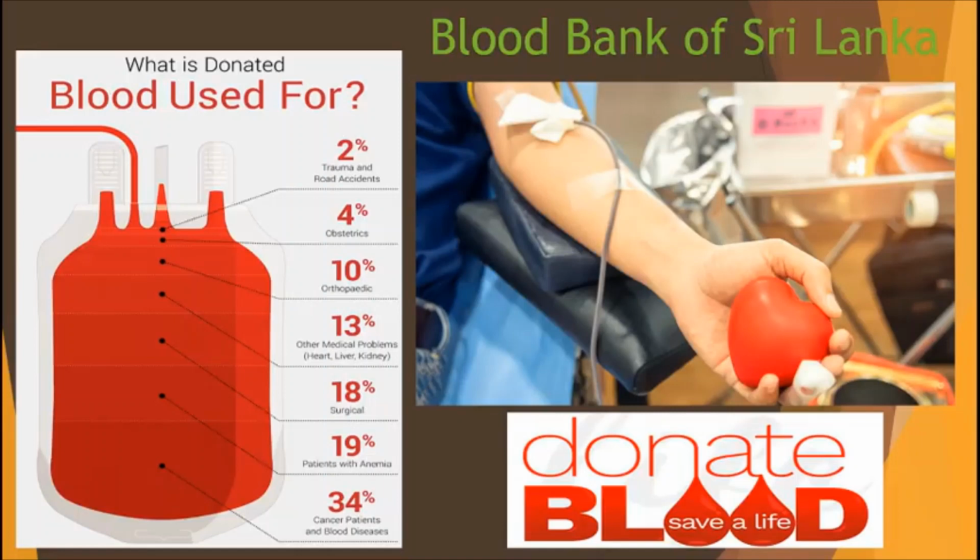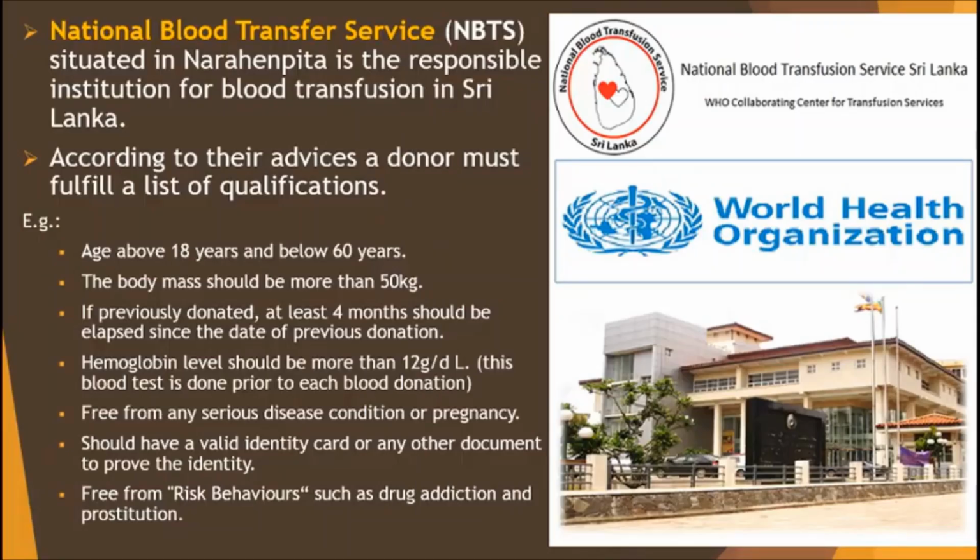The National Blood Transfusion Service situated in Narahenpita is the responsible institute for blood transfusion in Sri Lanka. It is a WHO collaborating center. According to their advisors, a blood donor must fulfill a list of qualifications. For example, the age of the donor must be above 18 years and below 60 years. The body mass of the donor should be more than 50 kilograms.